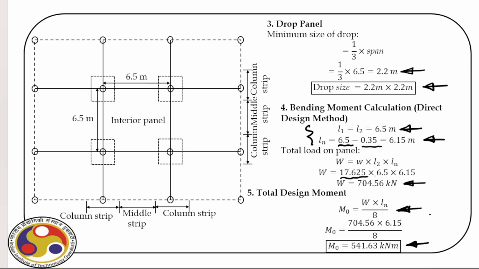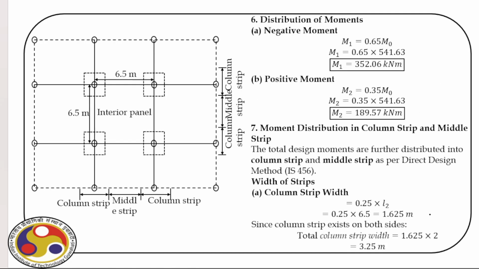Recall we have to distribute it. So for negative moment M1, it is 0.65 times M0, which is 352.06 kilonewton meter. Then for positive, the remaining, it is 0.35 times M0, which is 189.56 kilonewton meter.